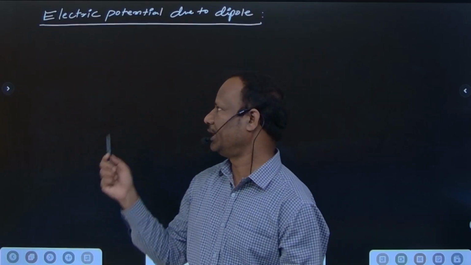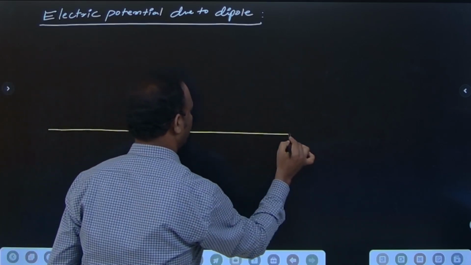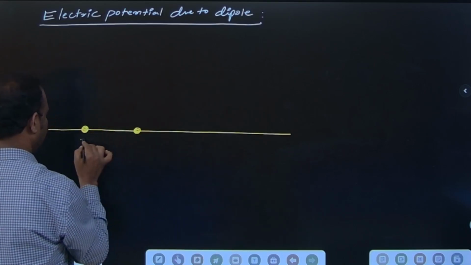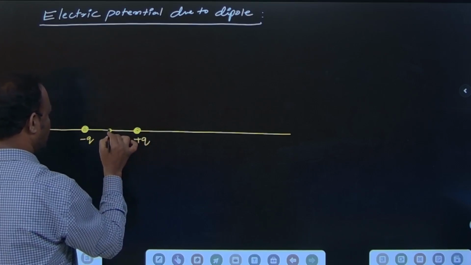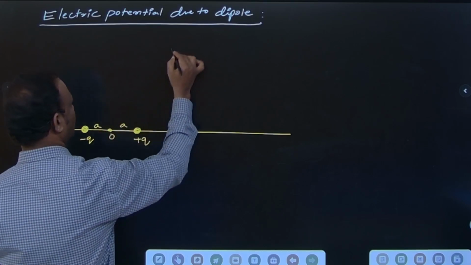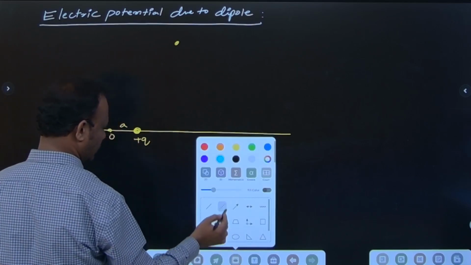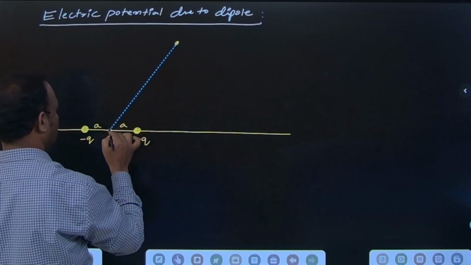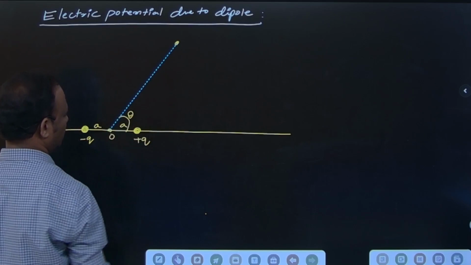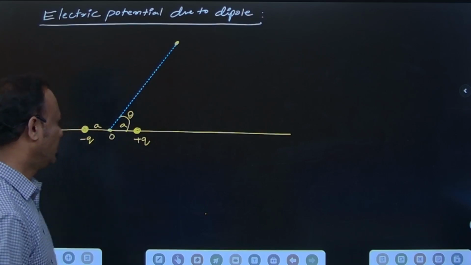Here we are talking about electric potential due to a dipole. This is the axis, and on it an electric dipole is considered, with minus q and plus q. This is the point O, and this is A as usual. If I want to find the potential at this position, the line joining from here makes an angle theta. Axial means theta is equal to 0. Equatorial means theta is equal to 90 degrees.